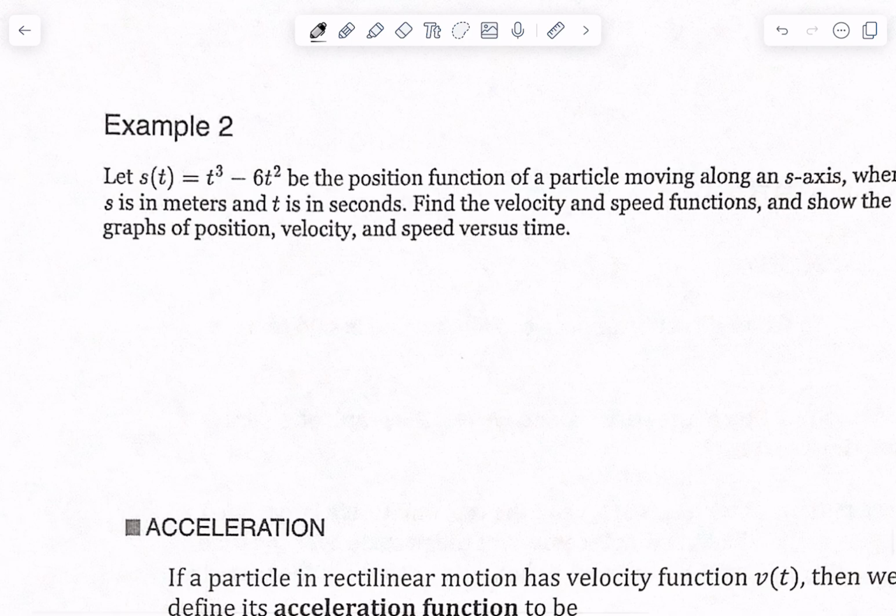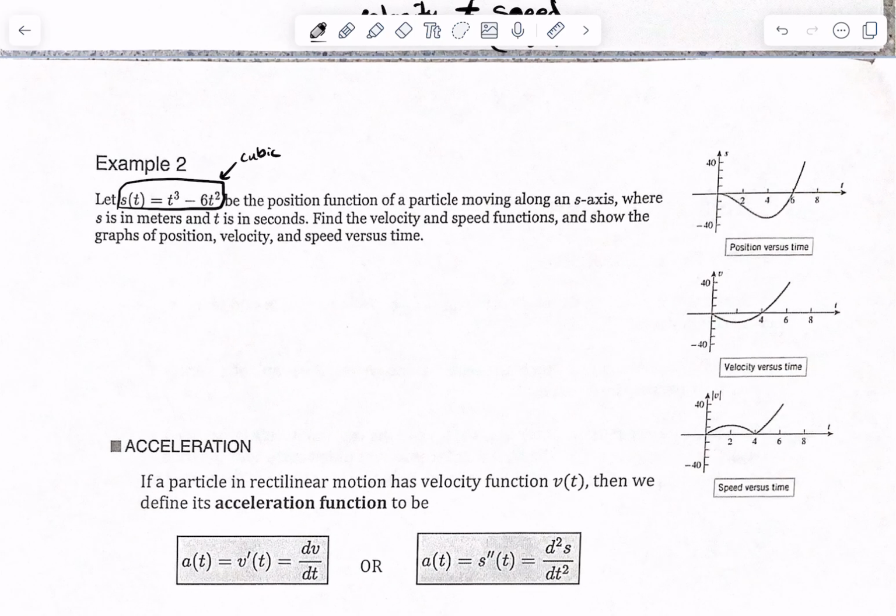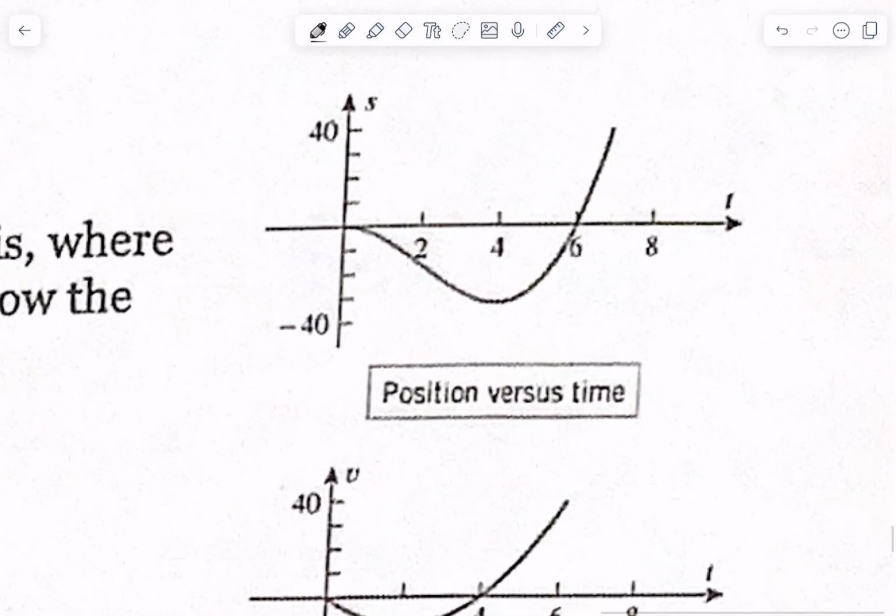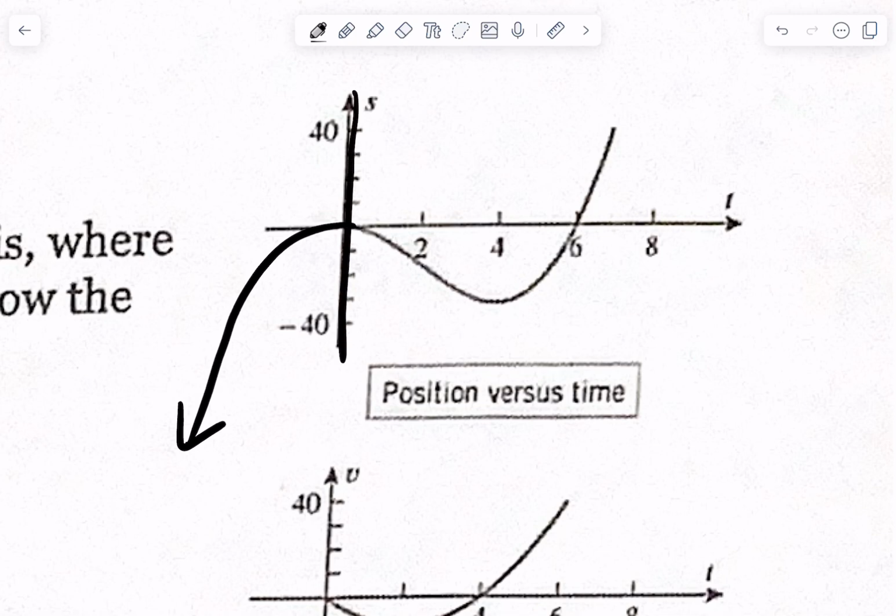Okay. Example 2. Here we go. We have a position function. This is my cubic function. This is where my ant is traveling, like my little ant going down the hill. He is following a cubic path, okay? Now, I'm going to show you what this cubic function looks like. They are only graphing, neglecting the left half of it, because we're starting at a time of 0. Okay, so this is my position function.